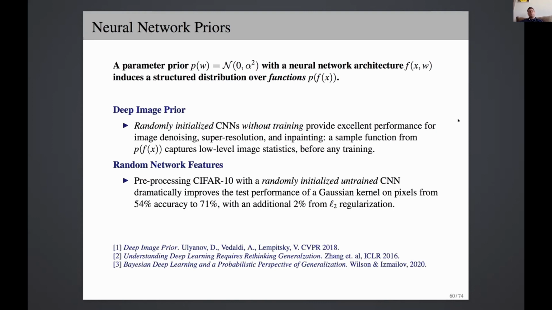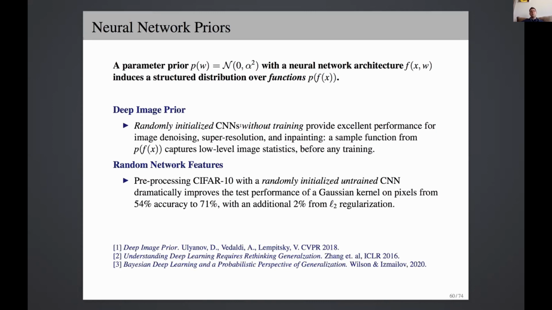And in fact, there's a lot of empirical support to suggest that a pretty generic distribution over parameters, like this Gaussian distribution combined with an architecture, does provide a pretty reasonable distribution over functions, as I think we would expect from the architecture. So there's this result in the deep image prior paper that randomly initialized CNNs without training provide excellent performance for image denoising, super resolution, and inpainting. And so this means that a sample function from this induced distribution over functions captures low-level image statistics before any training.